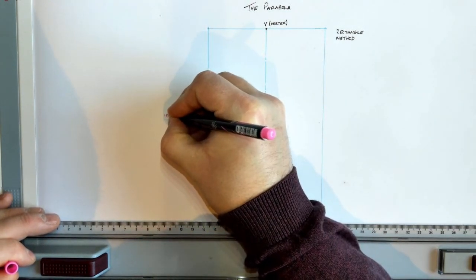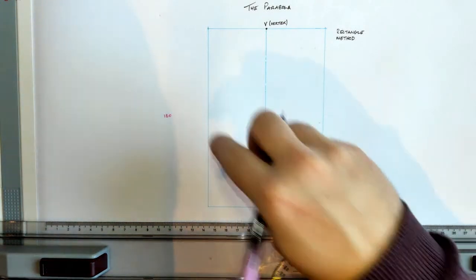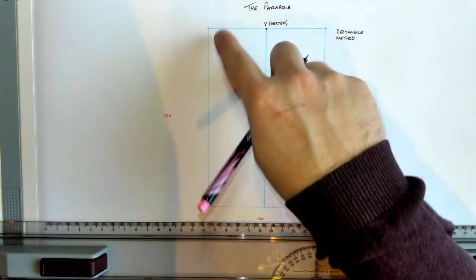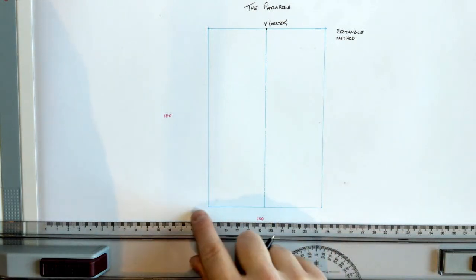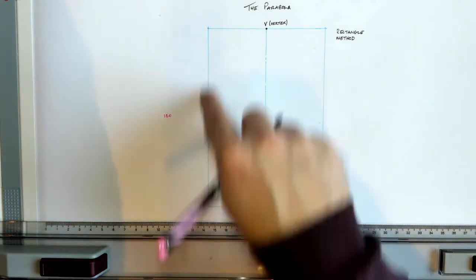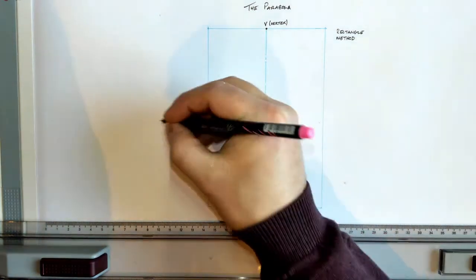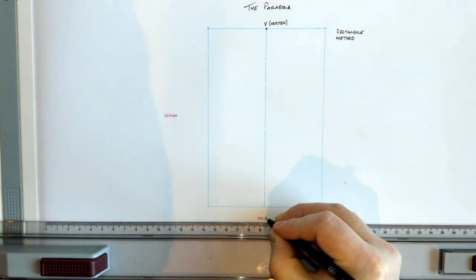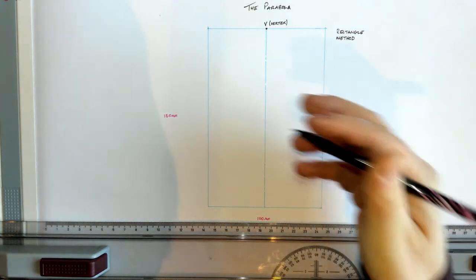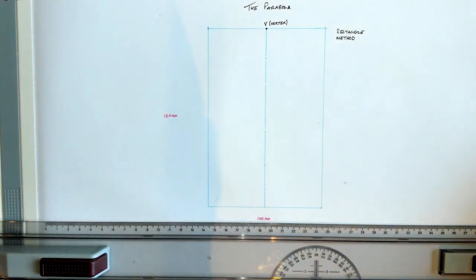Now, they can be anything. I'm just using these two measurements as an example for you to do your own example. So we have a rectangle, 100 wide, 150 tall, and that's in millimeters, of course. If you're more familiar with centimeters, then that's 15 centimeters by 10 centimeters.